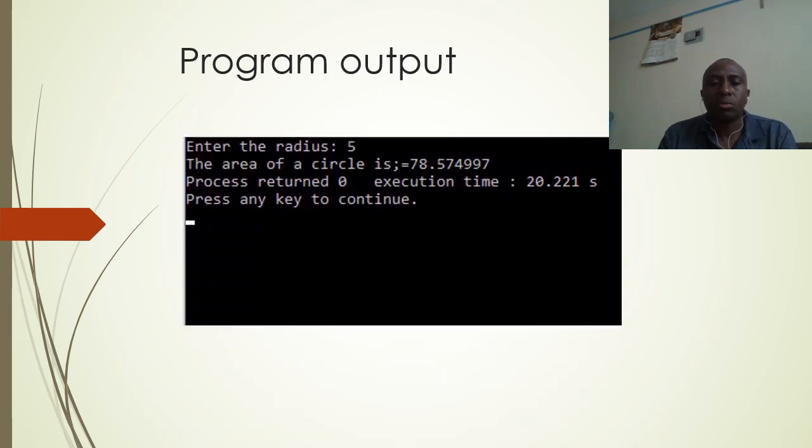Then when you run the program, you see this on the screen: enter the radius. Here I chose to enter 5. Then after you press enter, you get your area that way. So that is how you do the sequence.